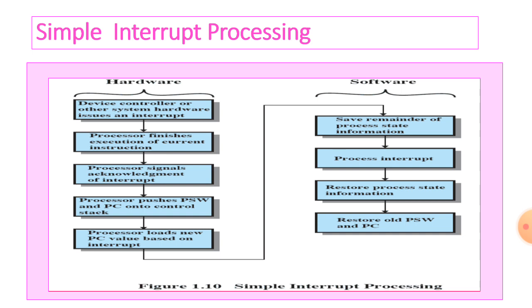Save the remainder of the process state information. Process the interrupt. Restore the process state information. Restore the old PSW and PC.